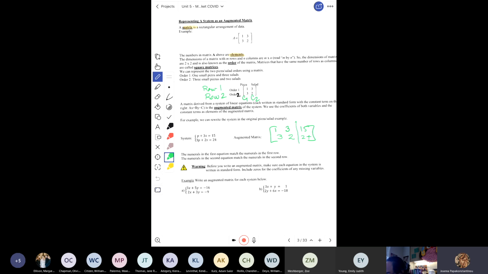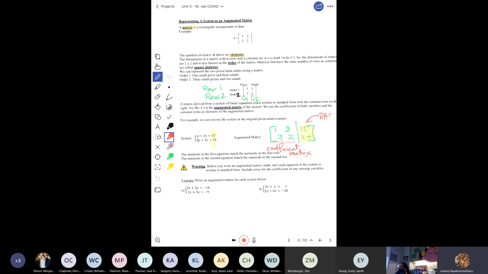Now, when we augment the right-hand side, we draw a line, and it can be solid or dotted, just to show that this is data that represents a system. Okay? So this is our augmented matrix that represents this system. This is what's known as the coefficient matrix. So those are just the coefficients. And this is the right-hand side.